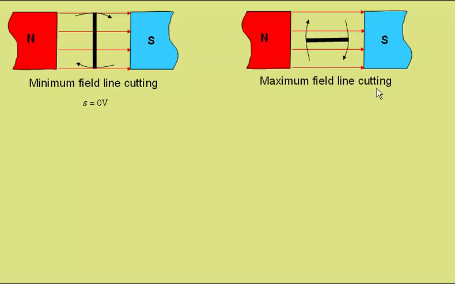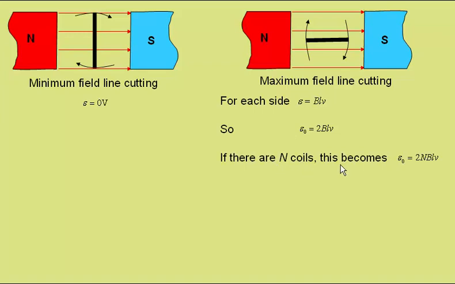So there would be maximum field line cutting, and the EMF induced in each side of the coil would be given by BLV, where B is the magnetic flux density, L the length of the side of the coil, and V the speed at which it moves through the magnetic field. So the maximum EMF induced in the whole coil, which I'll denote as epsilon naught, not to be confused with the permittivity of free space, will be equal to 2BLV, as there are two sides to the coil, this side and this side.